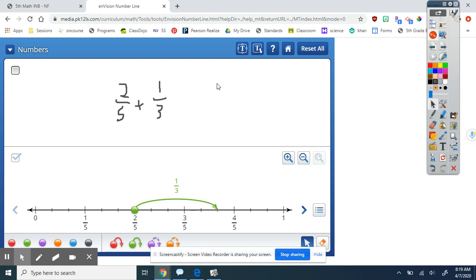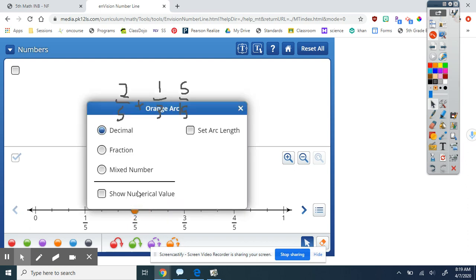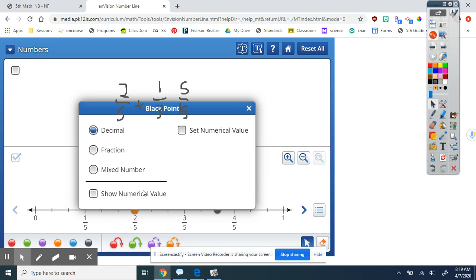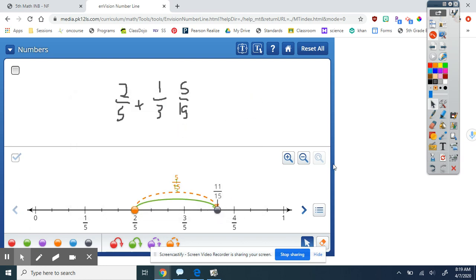When we did our work before, we found that 1/3 was also 5/15. So let's take that original 2/5 and go over our 5/15. What do you know? Same exact answer. And let's see what we get on our number line. 11/15. Exactly what we found our answer to be on our notes. So I started where my 2/5 was. I went over my 1/3, which I found out was 5/15, and ended at 11/15.